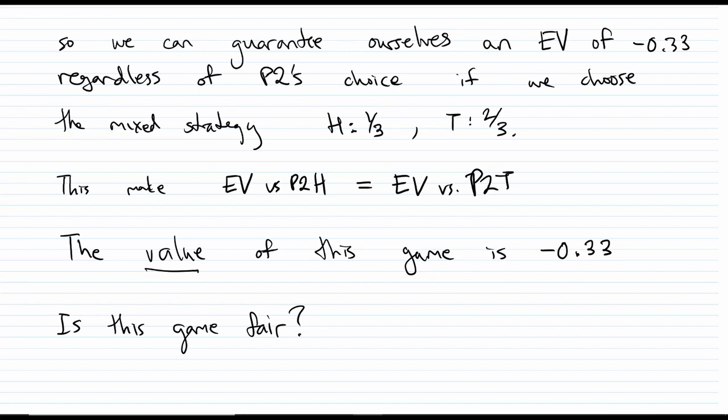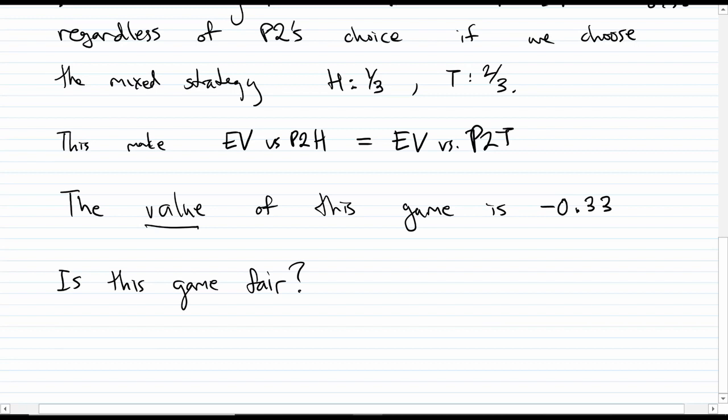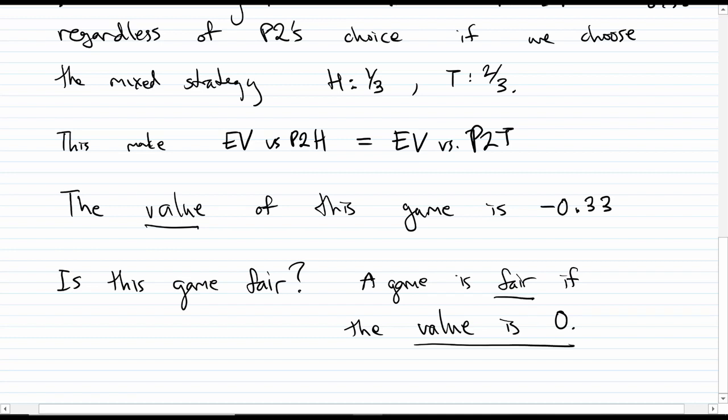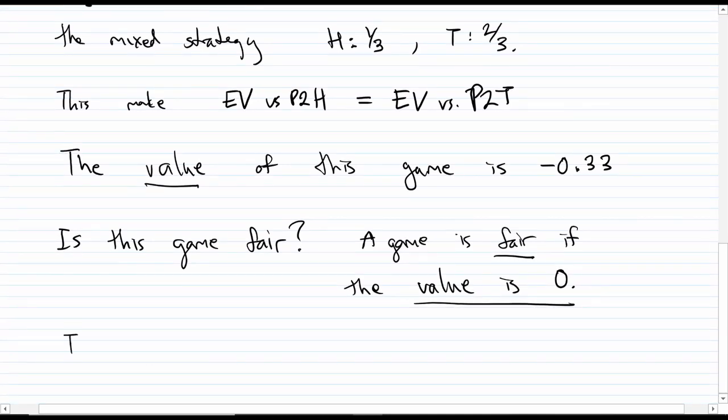Now, what would be fair? Well, what happens if I could guarantee myself plus 0.33 every time? Would that be fair? Well, no, because then player 2 would feel like they were losing out on that game. And so our definition for fair in these types of games is going to be that the value is 0. And so this game is not fair. Player 2 is going to win eventually in the long run.